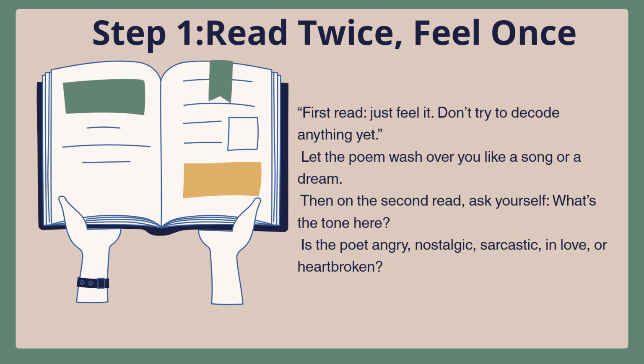Step 1. Read twice, feel once. First, read. Just feel it. Don't try to decode anything yet. Let the poem wash over you like a song or a dream. Then, on the second read, ask yourself, what's the tone here? Is the poet angry? Is he nostalgic? Sarcastic? Is he in love? Or is he heartbroken? Let your emotional reaction guide your interpretation.